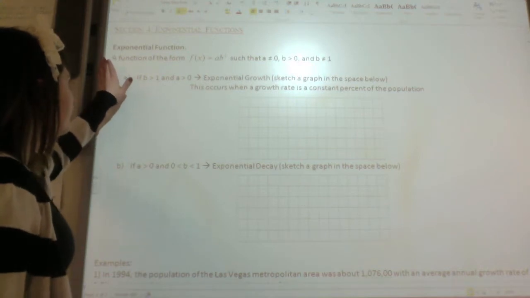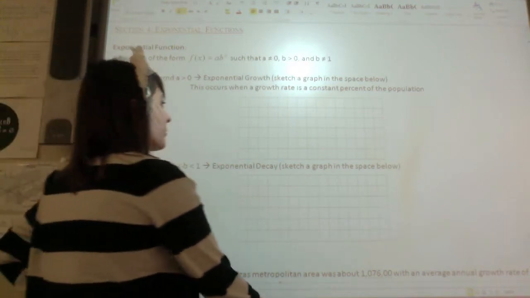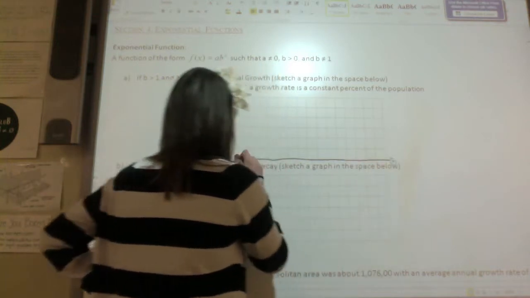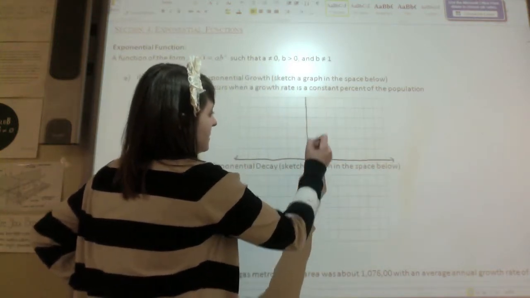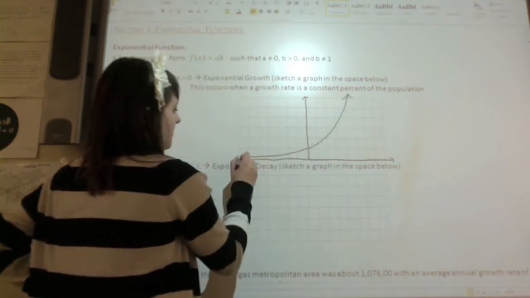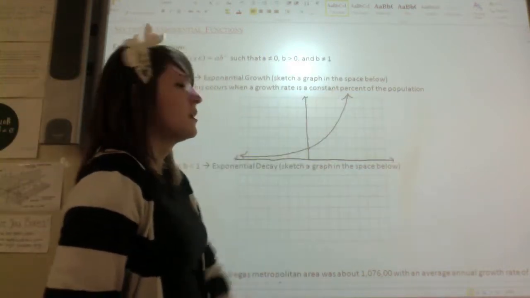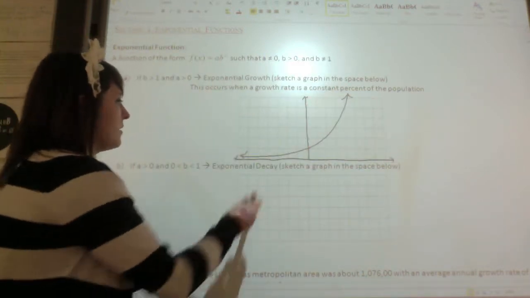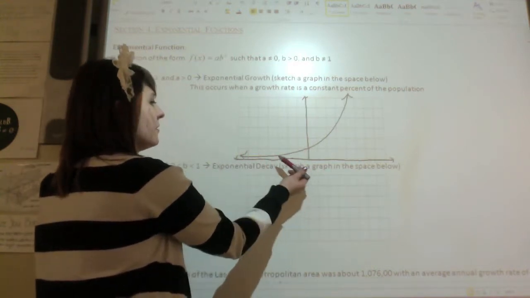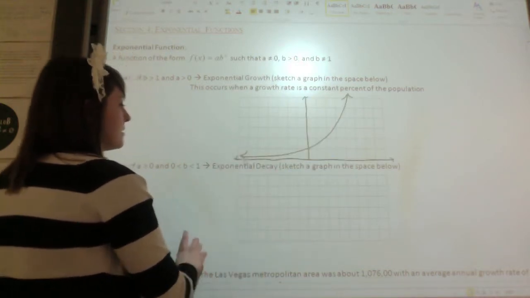All right. If b is greater than 1 and a is greater than 0, then you have what's called an exponential growth function. So basically, if we assume that this is my x-axis and this is my y-axis, your exponential growth is going to look something like this. Okay, so notice that as your x values are getting bigger, your y values are getting bigger. That's why it's called a growth. Okay, and also notice that the x-axis is an asymptote, as my x values get smaller, they're going to approach 0.